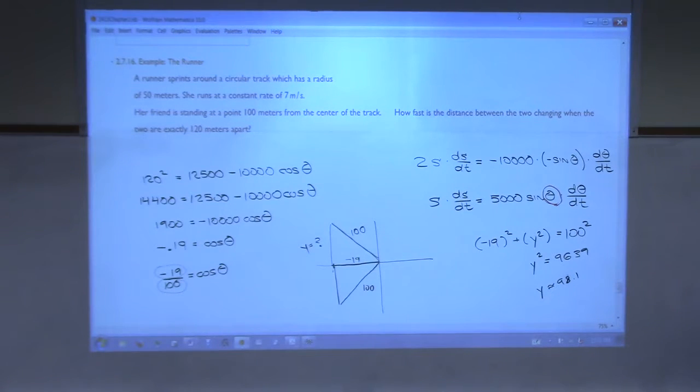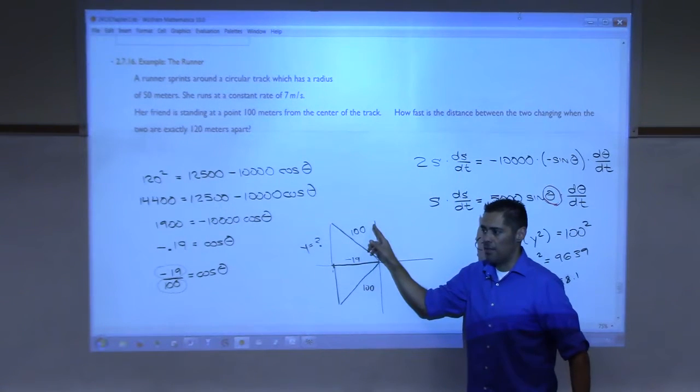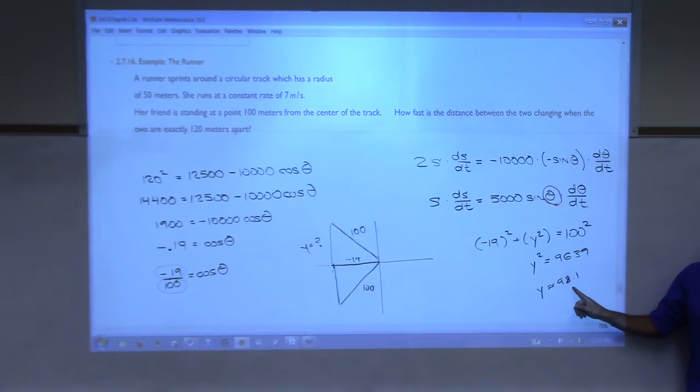Nope, y is the length of that side. Oh, yeah, you're right, sorry. And then if I want to know what sine of theta is, it's just this side over this side, isn't it? It's just this side over 100. What's this over 100? 0.981?